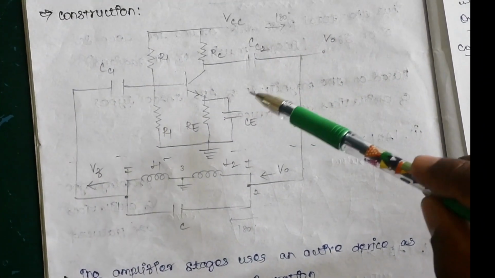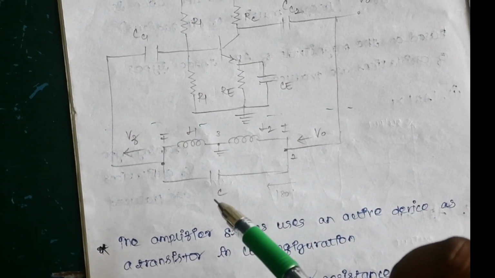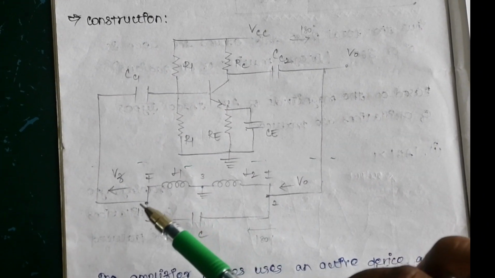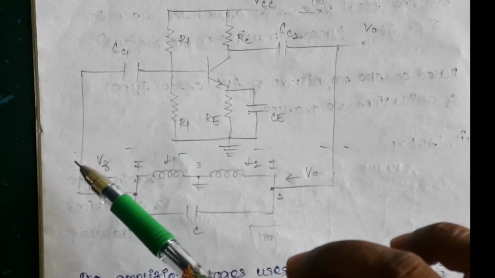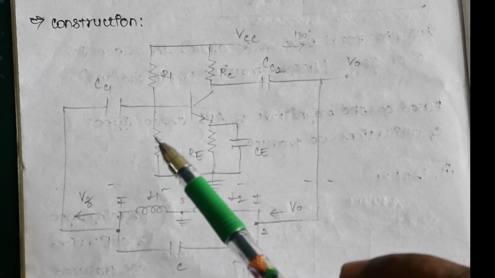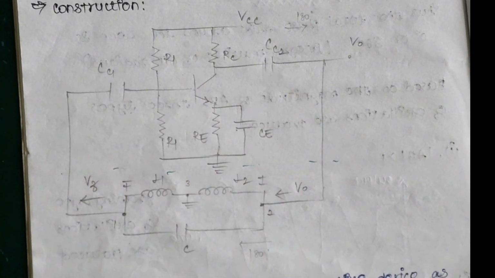So here we produce a 180 degree phase shift from V0, and the remaining 180 degrees comes from the output being given again to the feedback network. So it will produce a 180 degree phase shift. So the total is 360 degrees, which satisfies the oscillator condition. So this is the construction of the circuit.